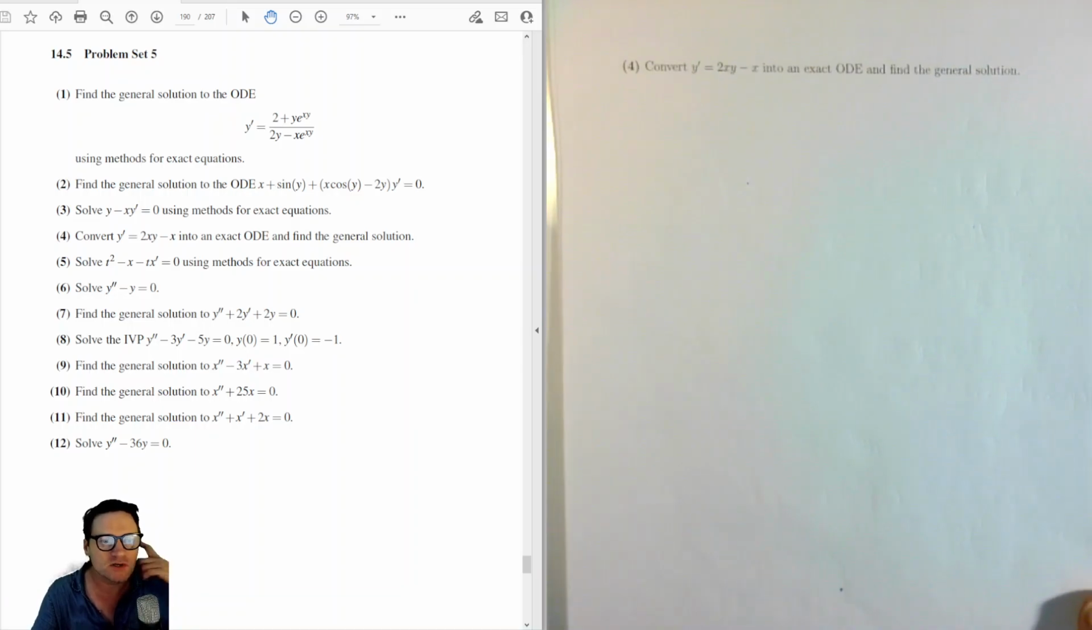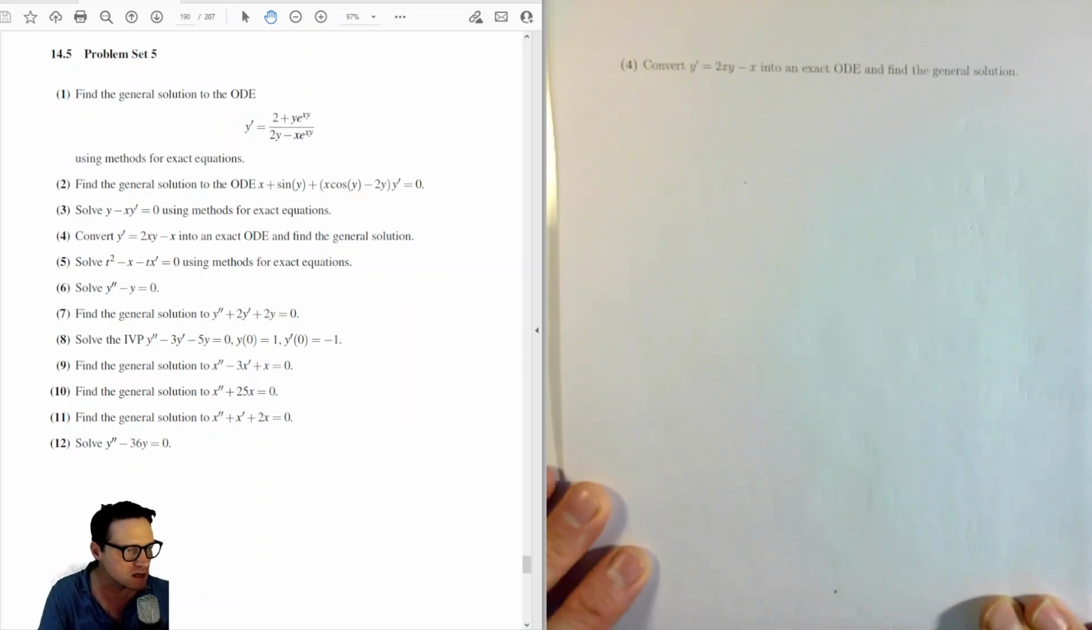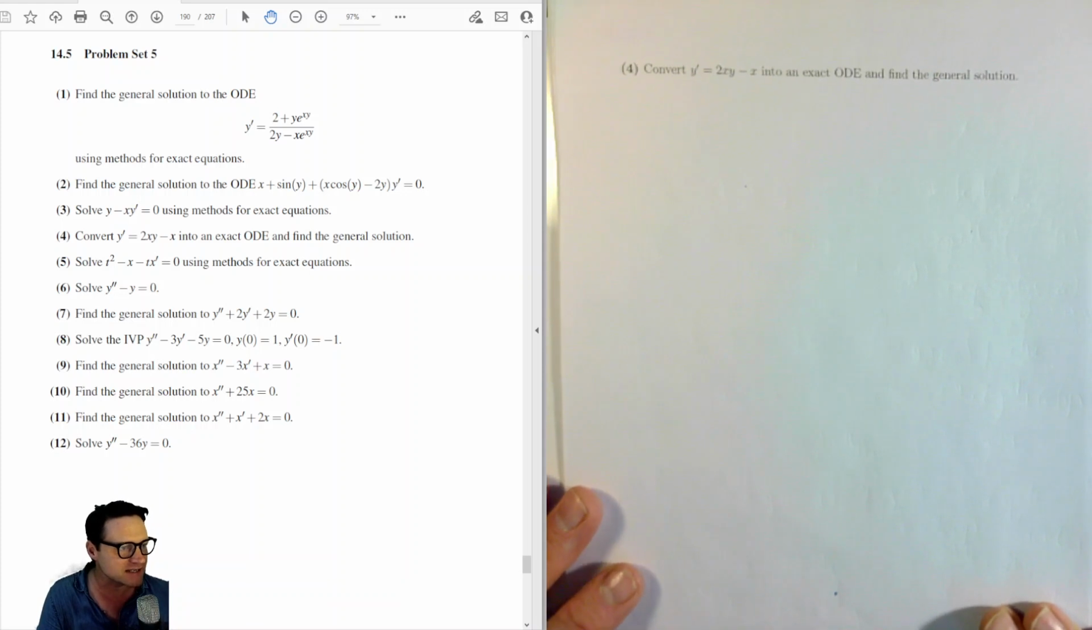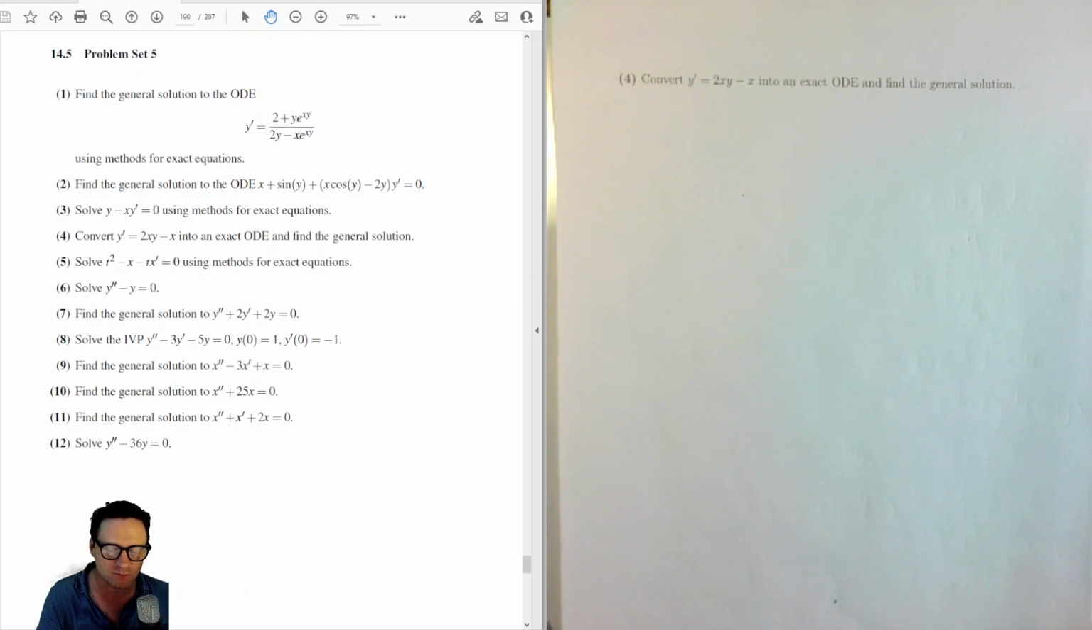So question 4 says convert this differential equation y dash equals 2xy minus x into an exact ODE and find the general solution. So this will be a similar routine.